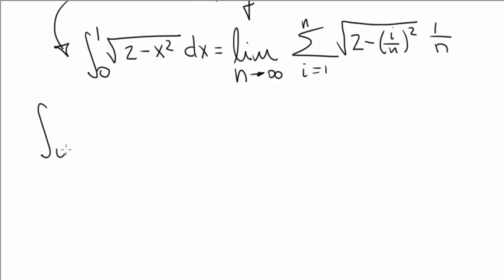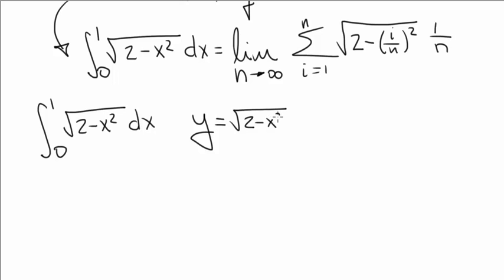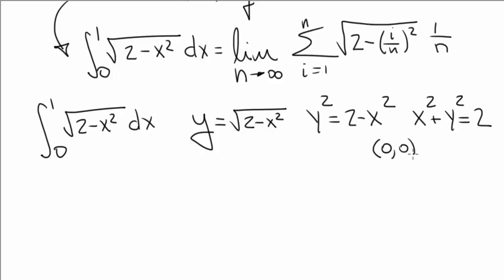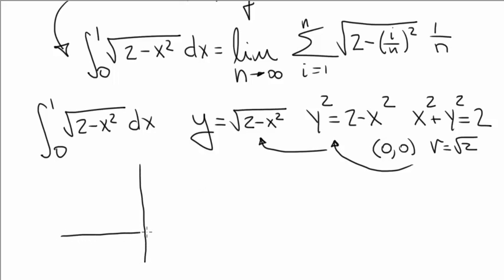Take a look at this integral, 0 to 1 of the square root of 2 minus x squared. Let's look at this function. Let me call y the square root of 2 minus x squared. If I square both sides, y squared is equal to 2 minus x squared, or x squared plus y squared is equal to 2. We recognize this as a circle with center (0, 0) and radius equal to the square root of 2. In fact, if we retrace our steps and go backwards, the function we're integrating is the upper semicircle of that circle. So let me draw a picture here.